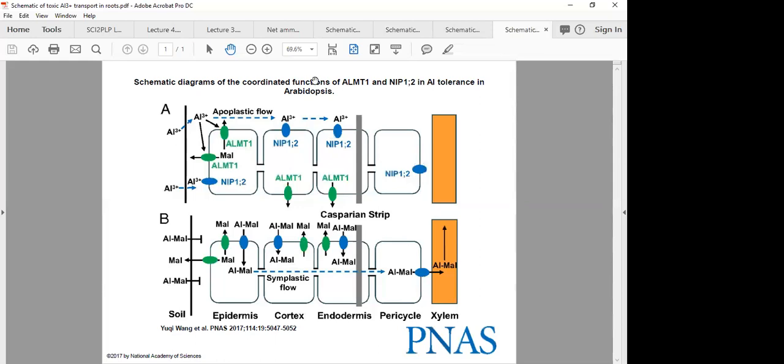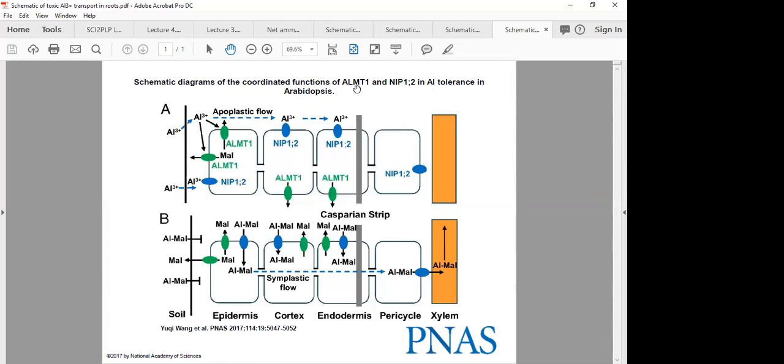So this is a study that was done in Arabidopsis, and it's looking at aluminium tolerance. You know that aluminium ions, pictured here, are toxic, and they are a problem in certain parts of Australia. Plants don't seem to have any need for aluminium, but they need to be able to manage those ions in some way.